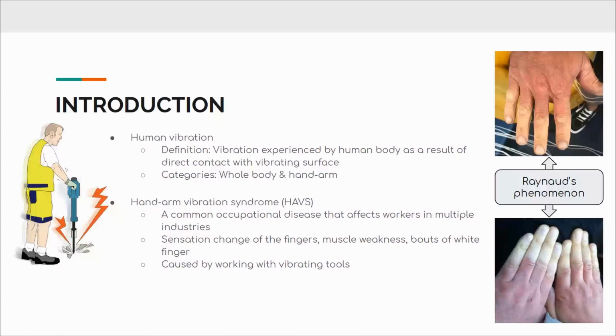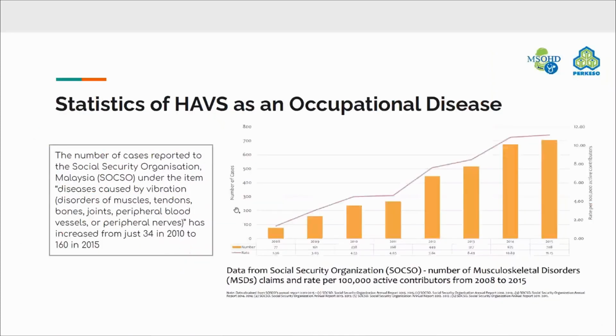Moving on, I would like to talk about some statistics with regards to HAVS as an occupational disease. According to SOCSO, HAVS has been recognized as a disease caused by vibration. Disorders of muscle, tendons, bones, joints, peripheral blood vessels, and peripheral nerves have increased from just 34 in 2010 to 160 in 2015. So there are 2 things. One, perhaps in 2010 there was not much exposure to the disease itself and very little awareness of people seeing it as an occupational disease. Next, by 2015, there were probably more occupational exposures recognized as an occupational disease.